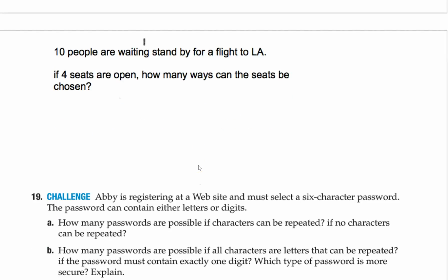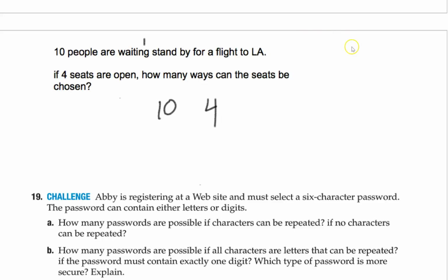So this is the first one. 10 people are waiting standby for a flight to LA. If 4 seats are open, how many seats can be taken? So we know it's going to be 10 and 4, right? So now is it P or C? So here's a little hint. It's all about the details. So in this case, there's 4 seats open.